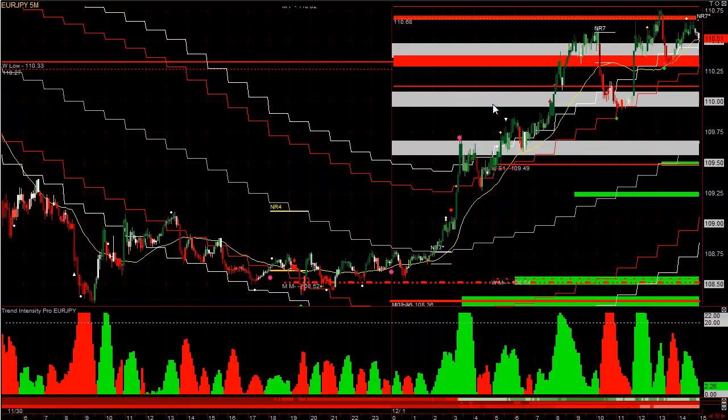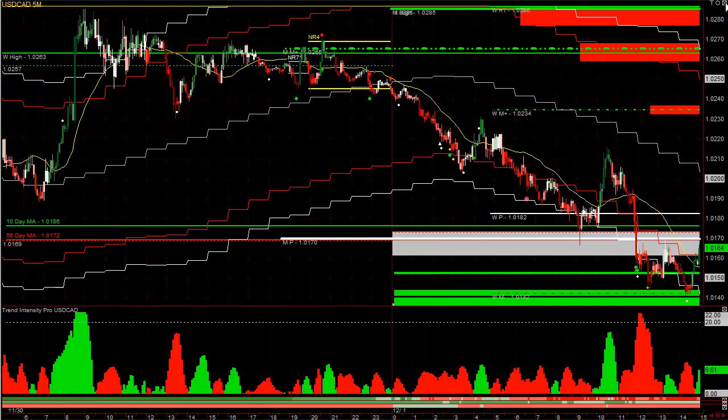I probably would have taken this breakout right here, the stop underneath the low, and it's likely to double top up here because it's up too much. Great example of a currency down 3 days in a row.